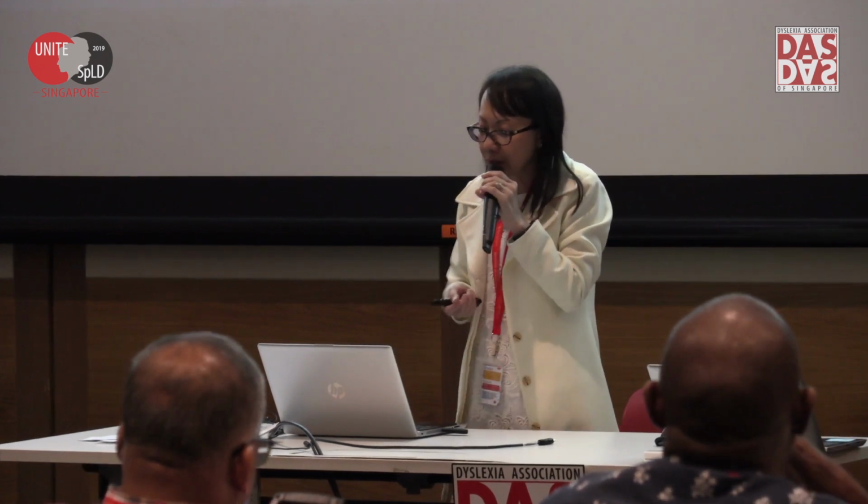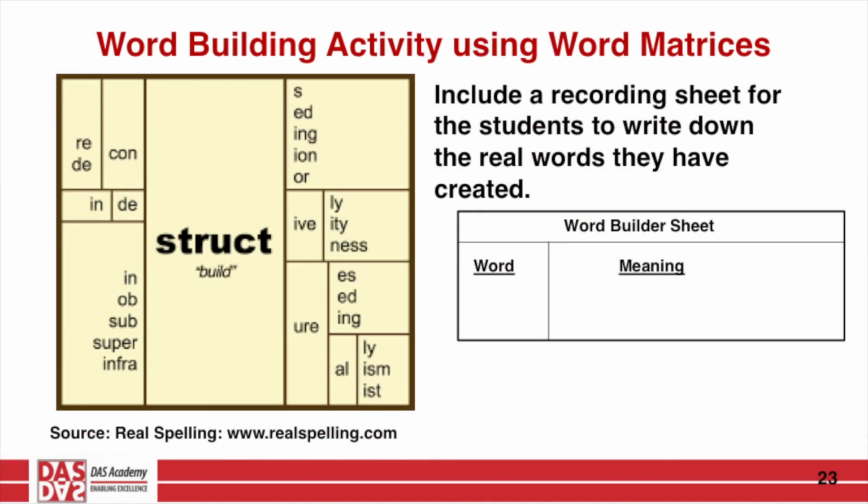Another way that you can build words is by having matrices, consisting of the prefixes, suffixes, and a root that you have already taught. This is from the work of Peter Bowers, and you can include a recording sheet for the students to write down the real words that they have created. For example, they can build the word construct, then they can build the word constructed and constructs.